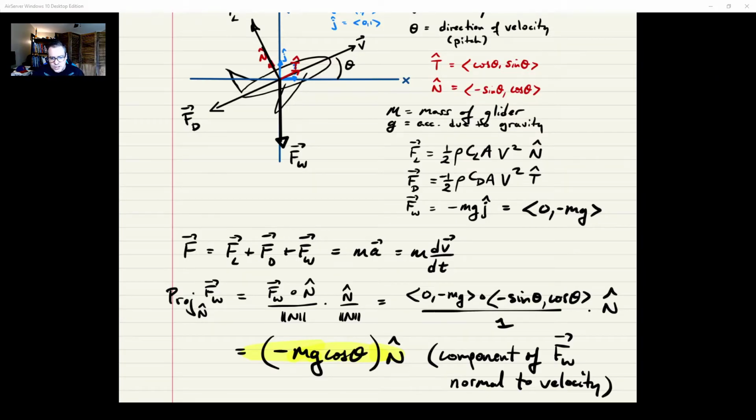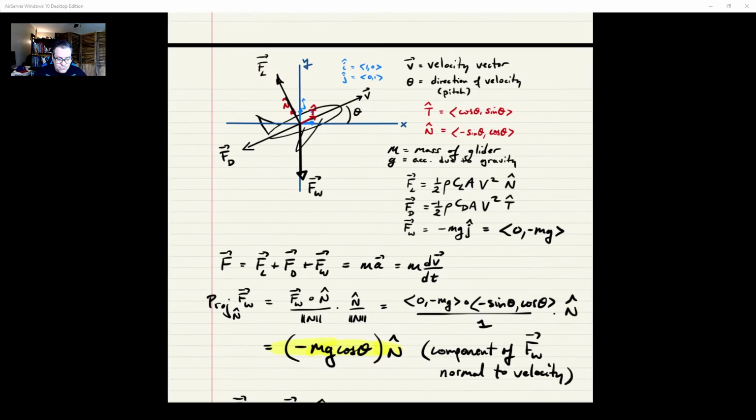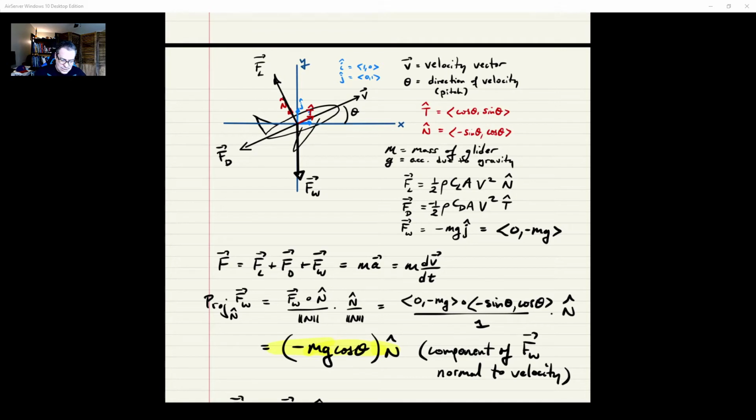So then what happens when you do that dot product? 0 times negative sine theta, that's 0, plus negative mg times cos theta. Of course, that's negative mg cos theta, and that represents the magnitude of the component of the weight normal to the path. The negative n represents the direction of that weight. So that's the component of the weight that is right here.